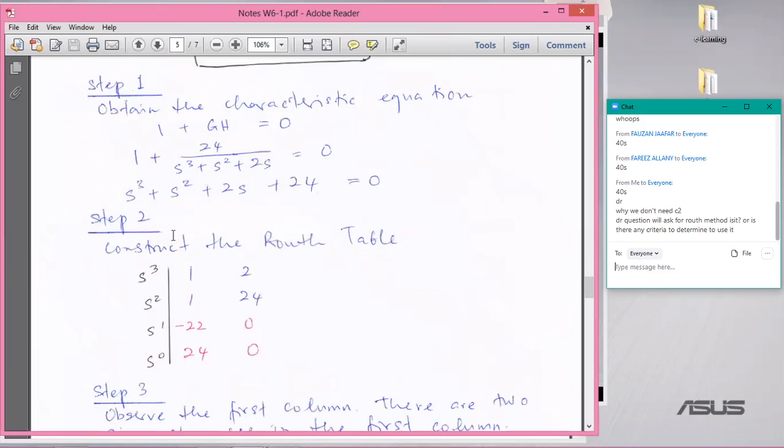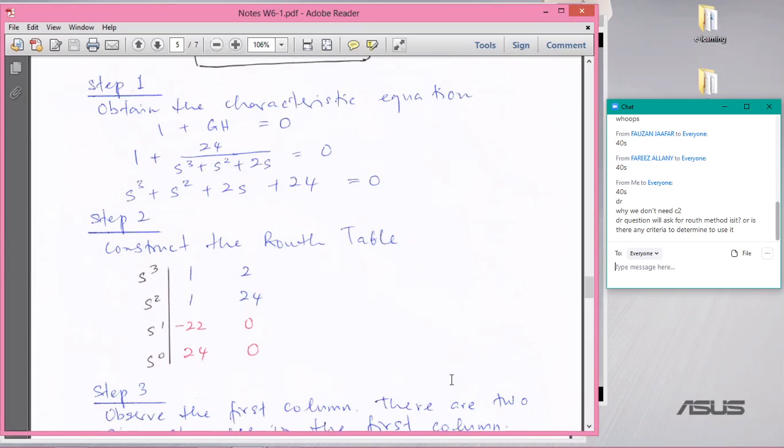Okay? Fill in the coefficient from the characteristic equation. So this is a third order polynomial, so you're going to start at s to the power 3. The first row, you fill in with the coefficient 1 and 2. And the second row, you start at the second coefficient, and then you jump 1, and you get 1, 2, and 124. And then you can now compute the rest of the elements in the table.